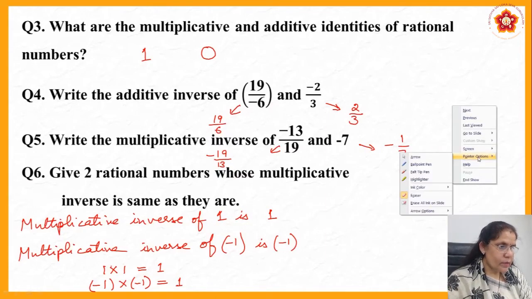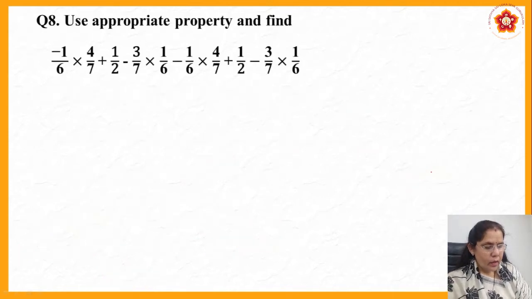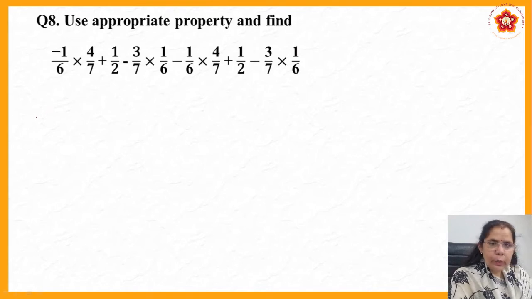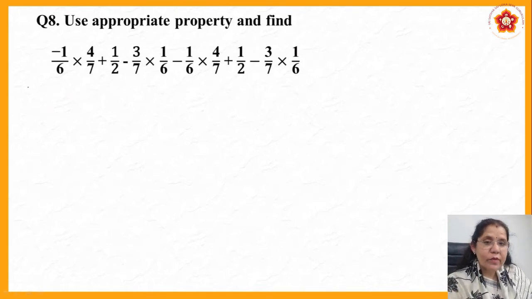So these were some short questions. Let's look at question number 8. Use appropriate property and find the solution. Now first observe the question. What is there in the question? Please see that.